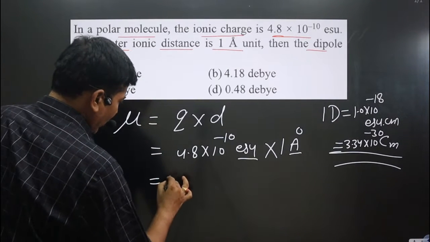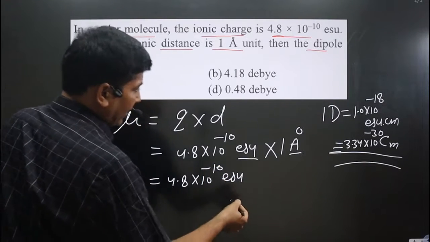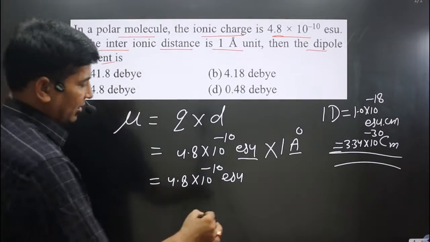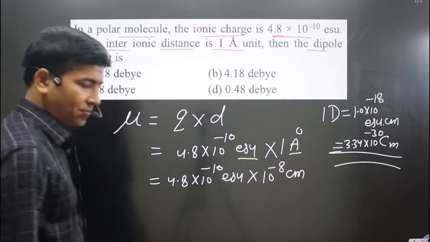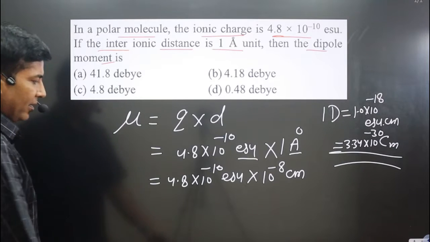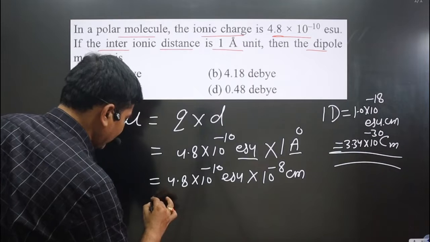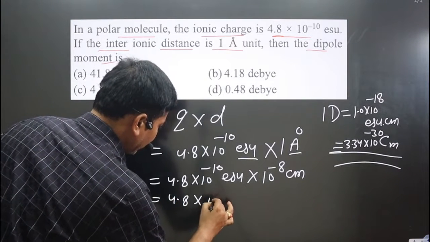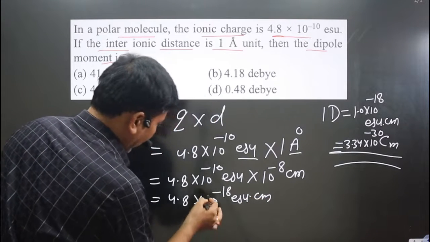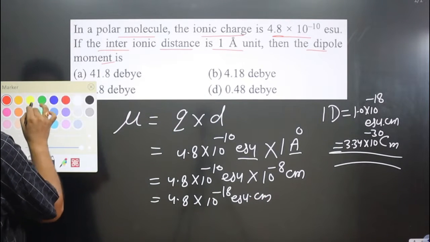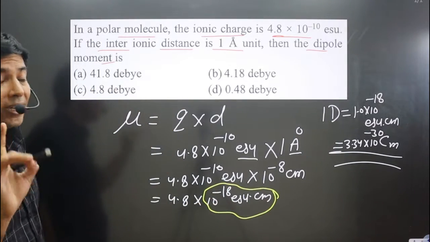So we have 4.8 multiplied by 10 to power minus 10 ESU, which will remain the same, and angstrom can be converted into centimeter. 1 angstrom is equal to 10 to power minus 8 centimeter. Very interesting. So 10 to power minus 10 and 10 to power minus 8 is equal to 10 to power minus 18. We get 4.8 multiplied by 10 to power minus 18 ESU centimeter, and this entire portion is equal to 1 Debye.